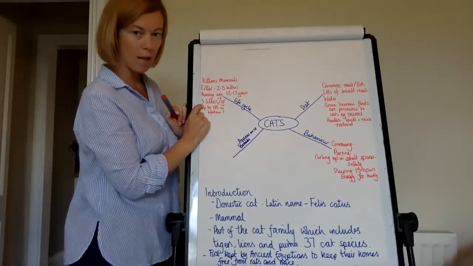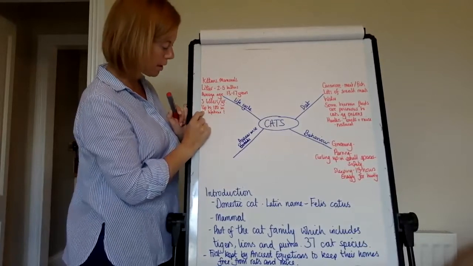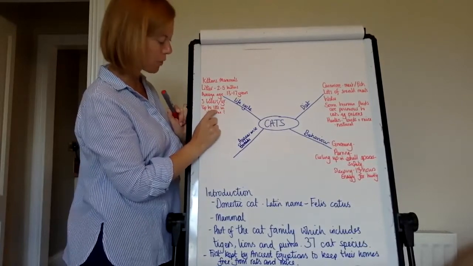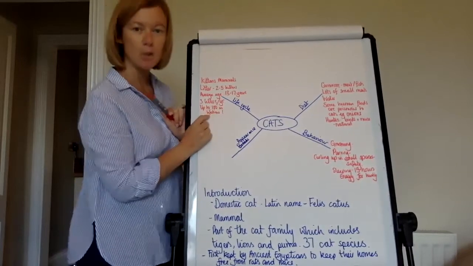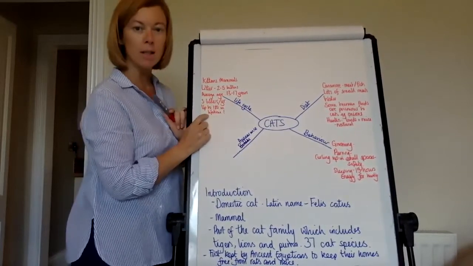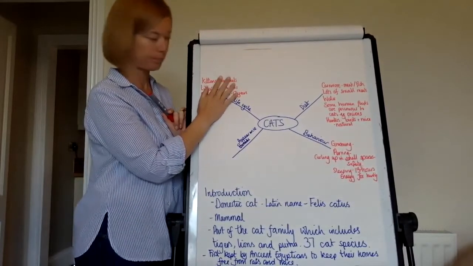A female cat can have up to 3 litters a year. Now, that works out, a female cat could give birth to 180 kittens in her lifetime. I thought that was a really interesting fact, so I've written that down and I'm going to put that in one of my paragraphs about domestic cats.